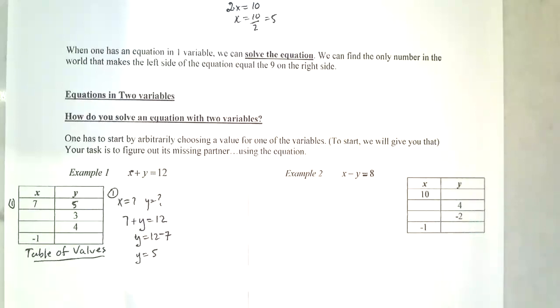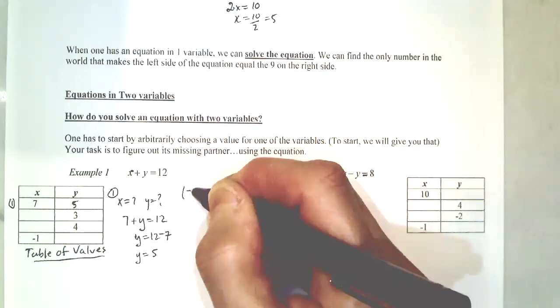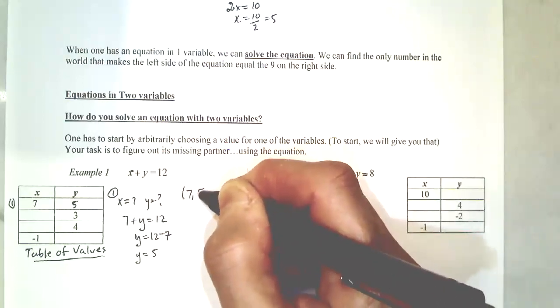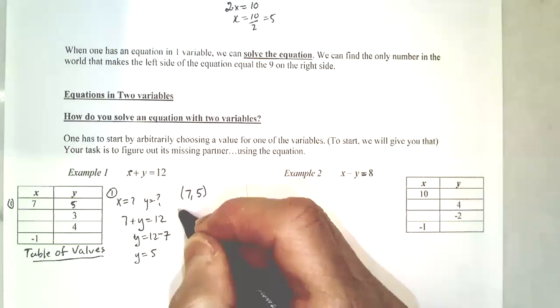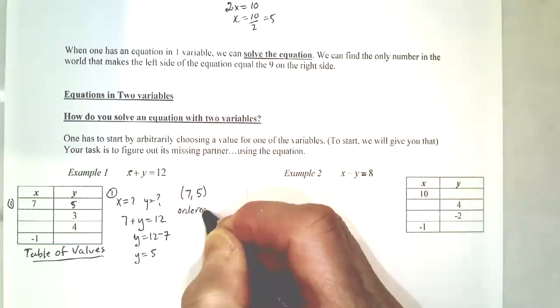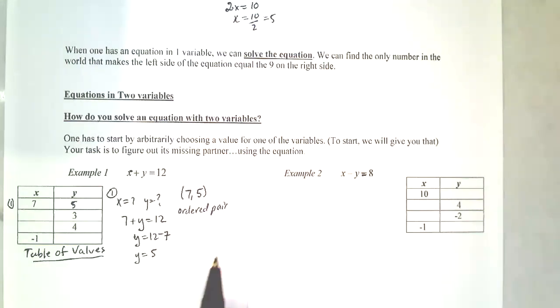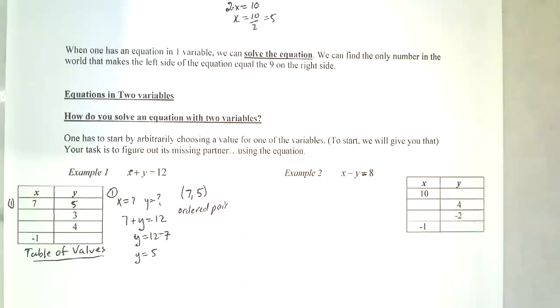They're a partnership. They're a pairing. You could write that pair without a table by writing (7, 5). Now, when you write it like that with a comma and brackets, it's called an ordered pair because the order is important. It's the x that equals 7. It's the y that comes second that equals the 5. And that is a solution to this equation.